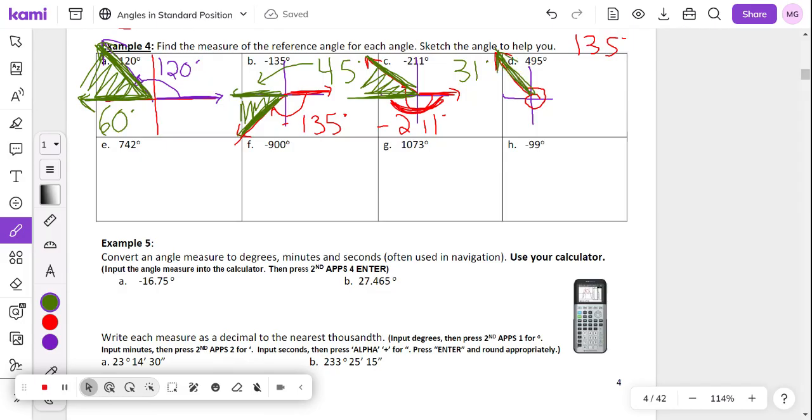Here's our terminal side. Here's our x-axis. Here's our reference angle. Now, that 135 is important because we're just going to say 180 minus 135 tells us that, again, we have a 45-degree reference angle. So I want you to notice that example B and example D both have 45-degree reference angles. One happens to be above the x-axis, one happens to be in quadrant 3 below the x-axis, but they're both 45-degree reference angles. Okay, 4 more examples.